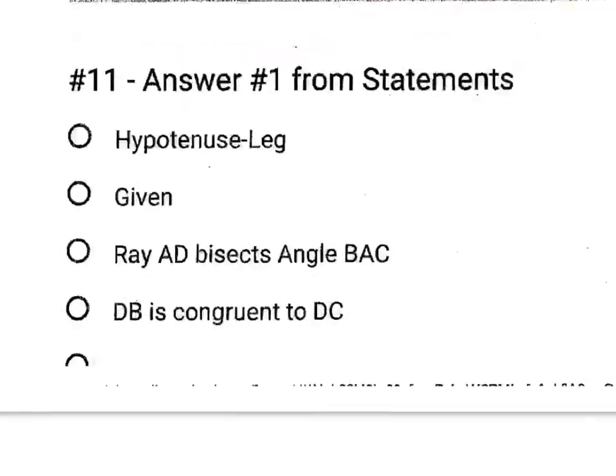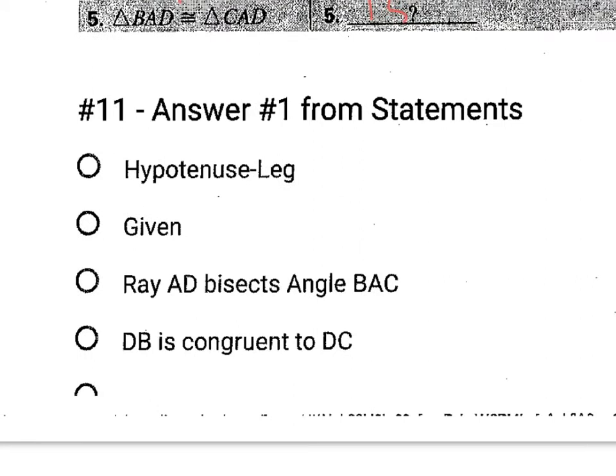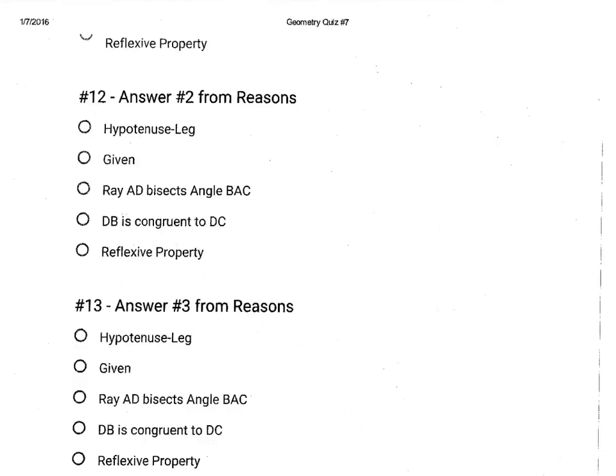And again, your choices for all of these answers, 11 through 15, is it hypotenuse leg? Is it given information? Is it ray AD bisects angle BAC? Is it DB is congruent with DC? Or, oh, the last one's on the next page. Yeah, here it is. The reflexive property.